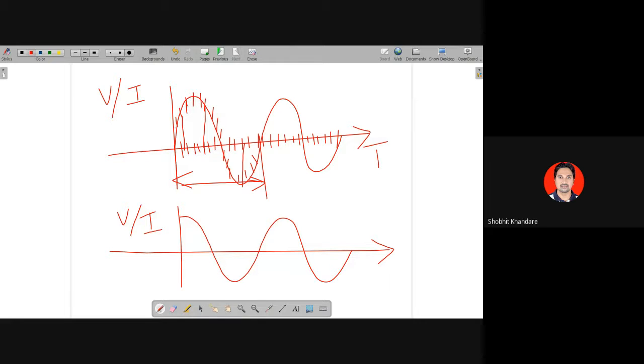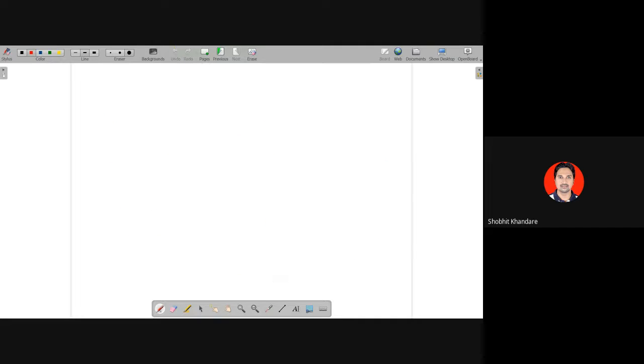Now, you might have a question: this analog waveform we have derived from an analog circuit, so what is actually there in the analog circuit? If I say this is my analog circuit, you give it a voltage, or you give it any input.